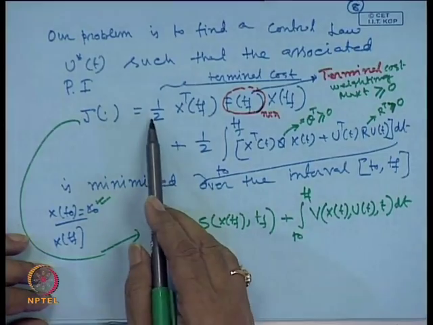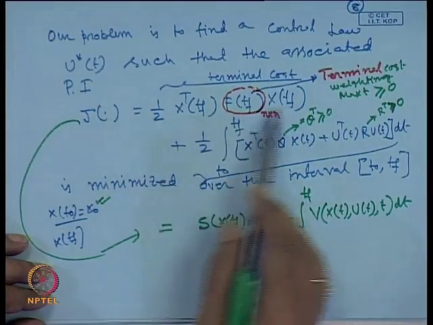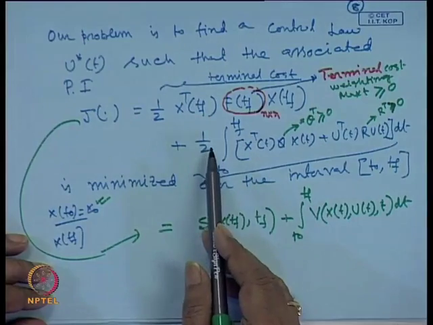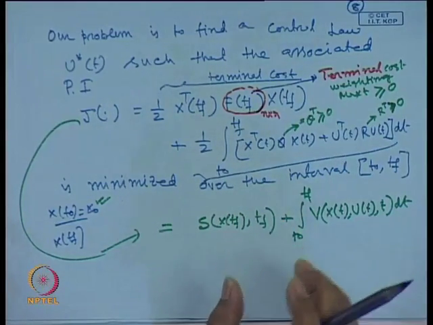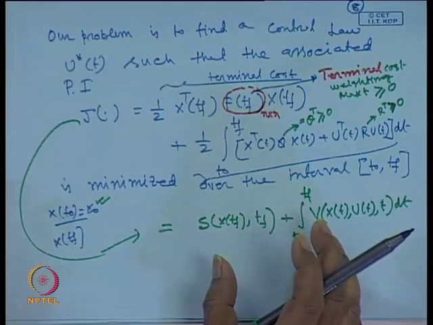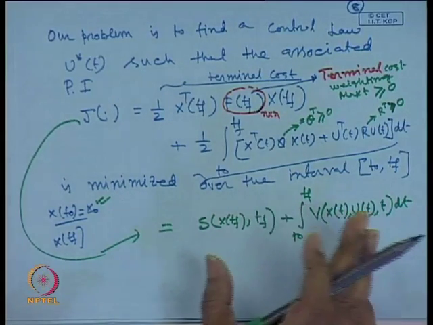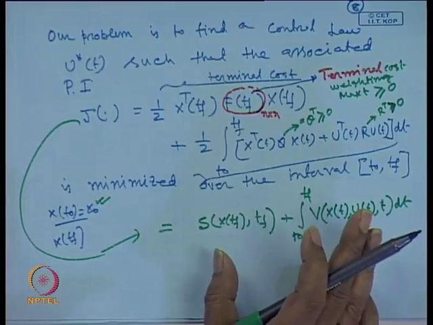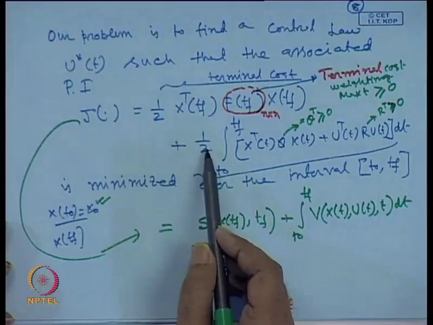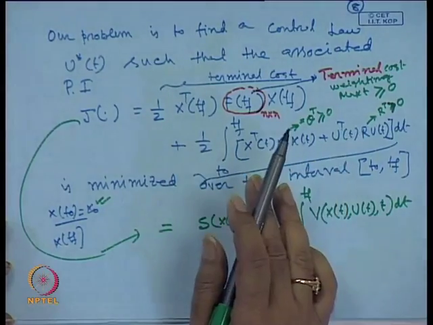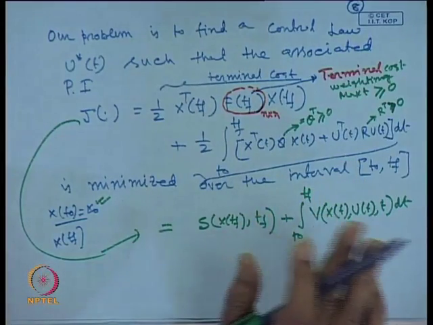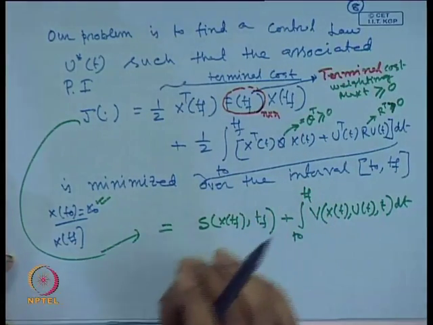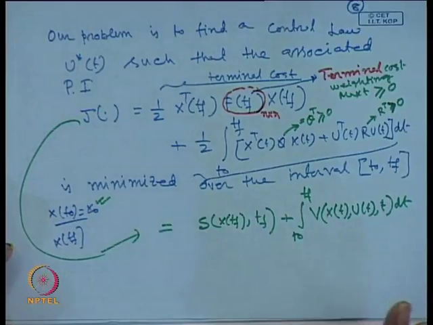Now, the only difference, you see, is that there is a half present in this expression. This half we intentionally kept. We know that if you multiply the objective function by a scalar quantity, the optimal point does not change, but the optimal value of the function will change. So, if I multiply it by half, the point at which the function value is minimum or maximum will not change.